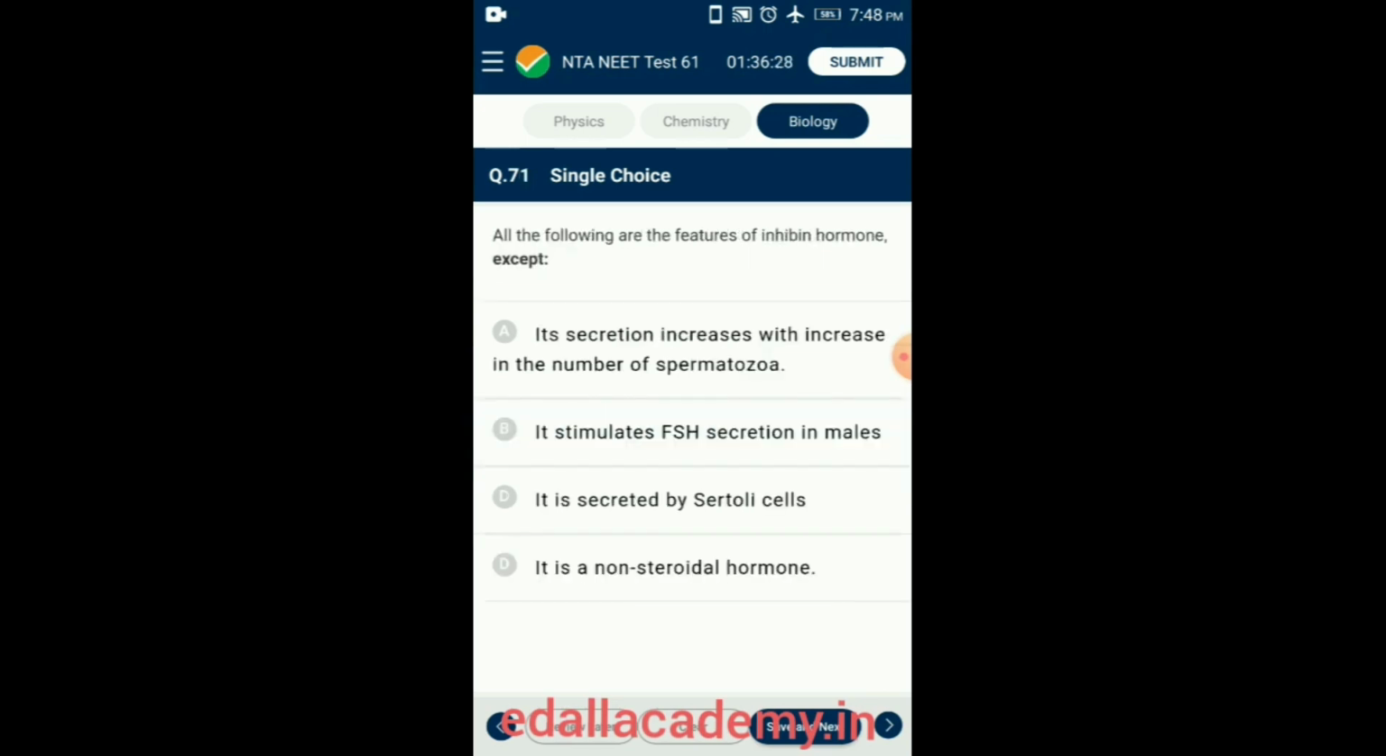Question number 71. All the following are the features of inhibin hormone except: Sertoli cells produce a glycoprotein called inhibin. Inhibin suppresses follicle stimulating hormone synthesis by the anterior pituitary and gonadotropin releasing hormone synthesis by the hypothalamus. Thus, normal release of testosterone is under negative feedback control. So the answer is option B. It stimulates follicle stimulating hormone secretion in males.